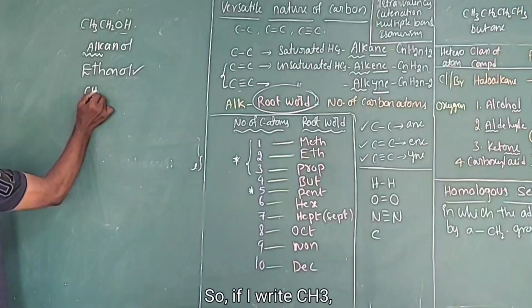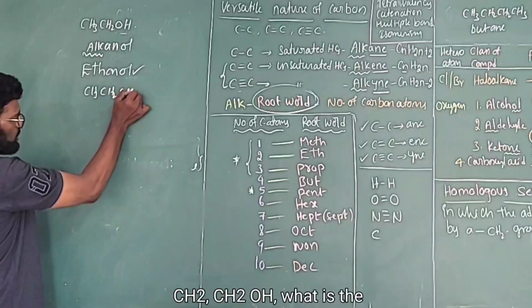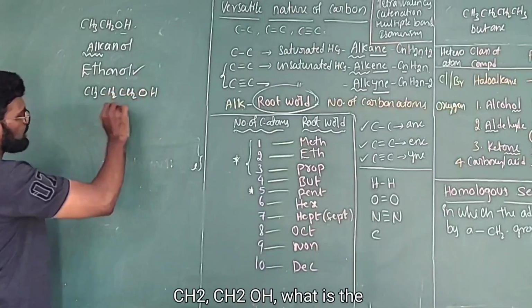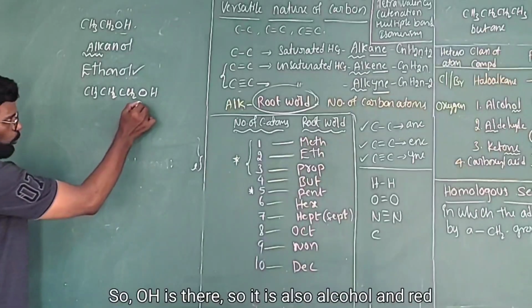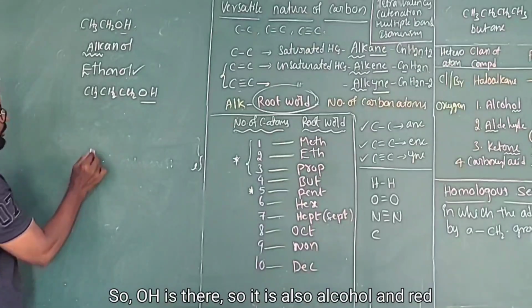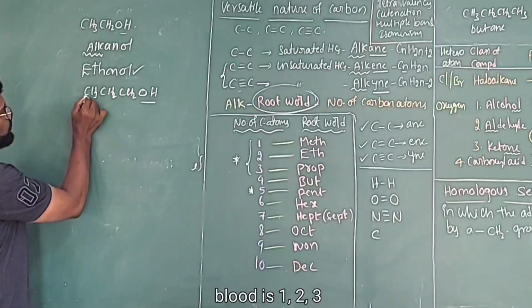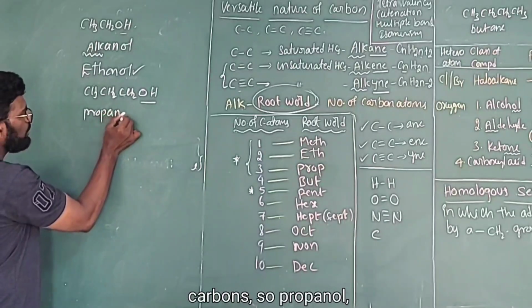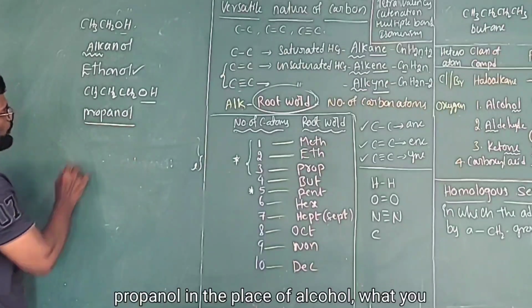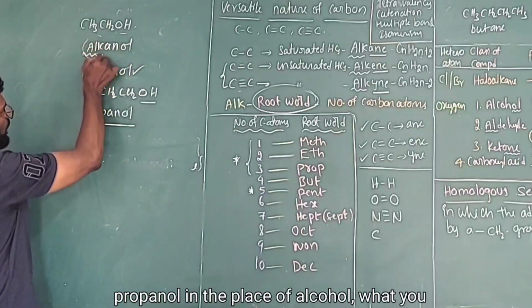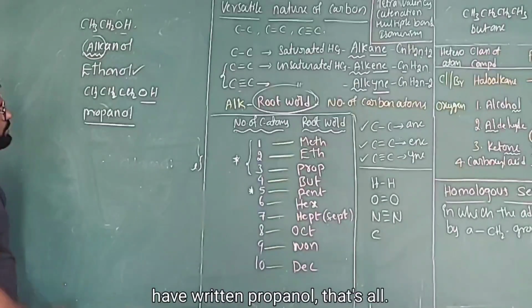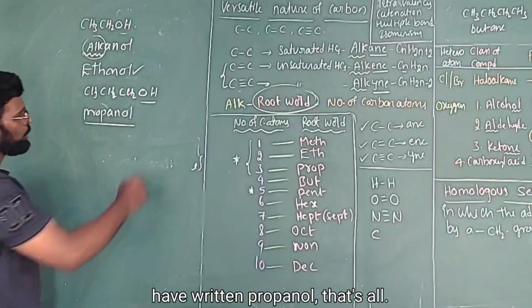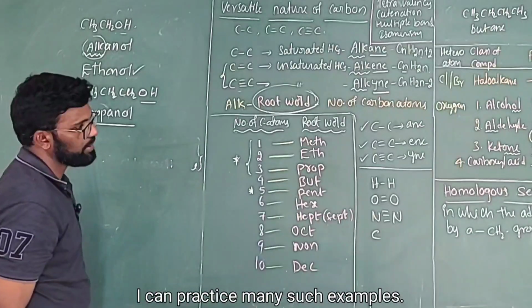So if I write CH3CH2CH2OH, what is the name of this compound? So OH is there, so it is also an alcohol, and the root word is 1, 2, 3 carbons. So propanol, alkanol. In the place of alk, what we have written? Propanol. That's all. And you can practice many such examples.